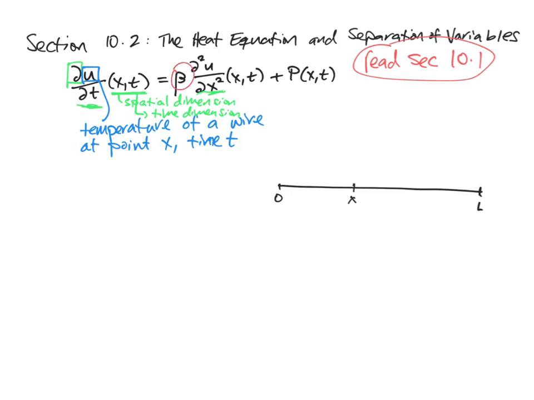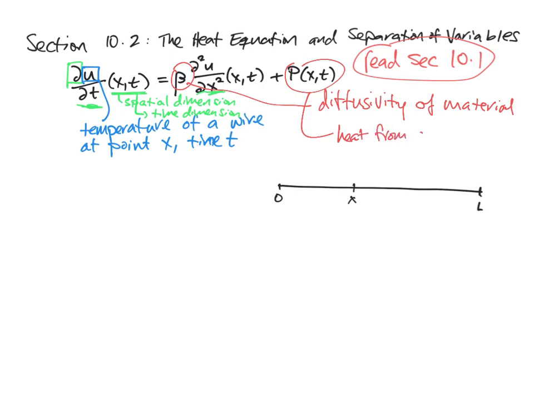Now we have a couple of other terms here. We have this beta, which is the diffusivity of the material. So sort of how well it conducts heat and that sort of thing. And then P is going to represent the heat from outside sources. Because of course it matters if the room we're sitting in is hot or cold and that sort of thing. Now the last thing that we need to have a model here are our initial conditions.